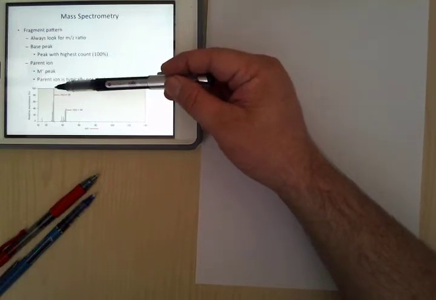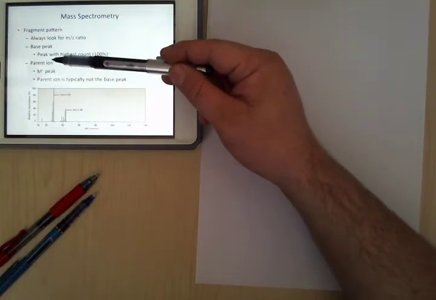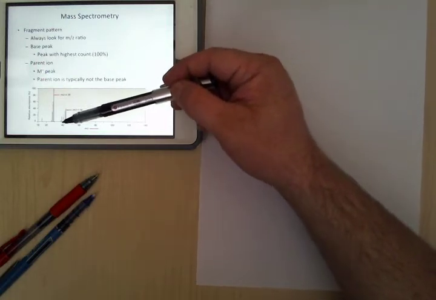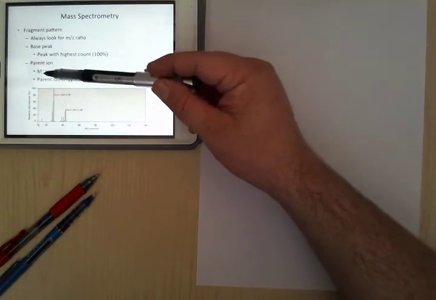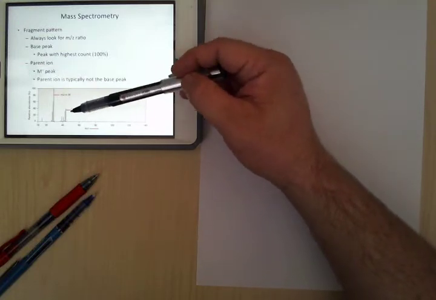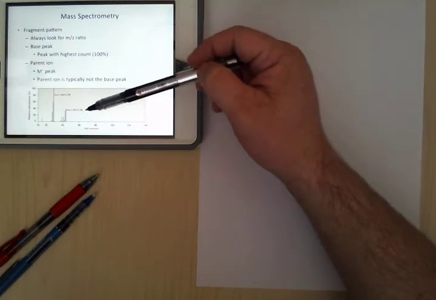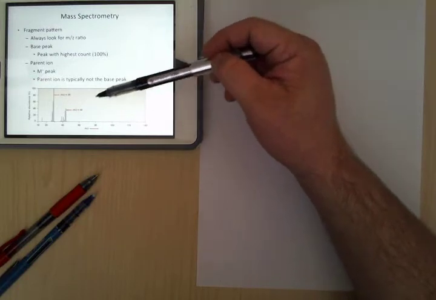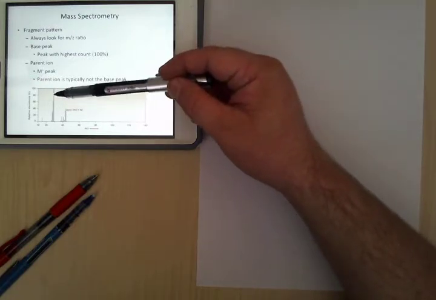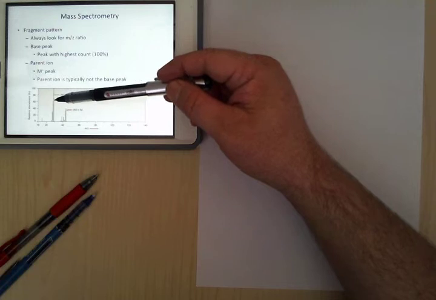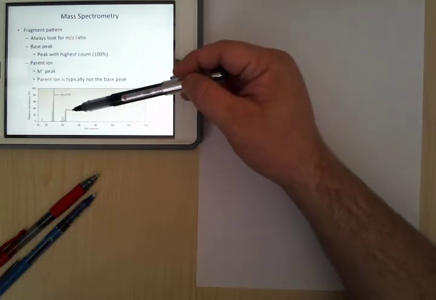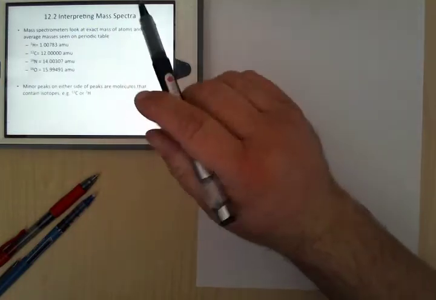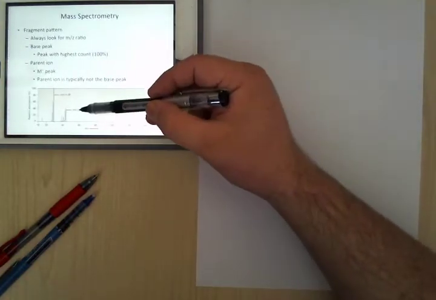Typically, that's not going to be what's called your parent ion, which is the highest molecular mass peak. That is actually the most important one, and it's going to be your mass with a plus charge. So in this case, our compound has a weight of 44 AMU. But typically, your parent ion is not going to be your base peak. The parent ion is the one that's really important here. Okay, and so right here, he's just saying 44.